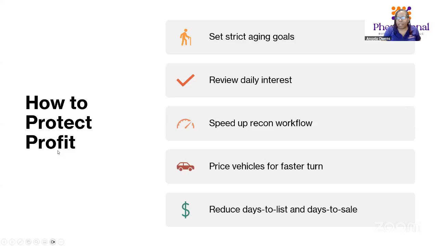So how to protect your profit: set strict aging goals, review daily interest, speed up your recon workflow, price vehicles for faster turn, and reduce your days to list and days to sell.